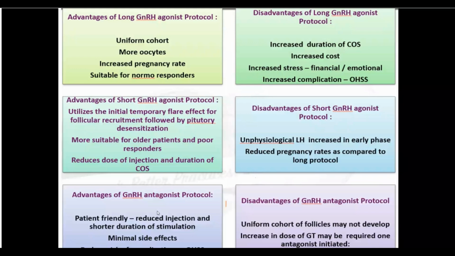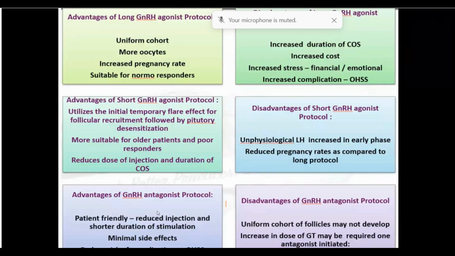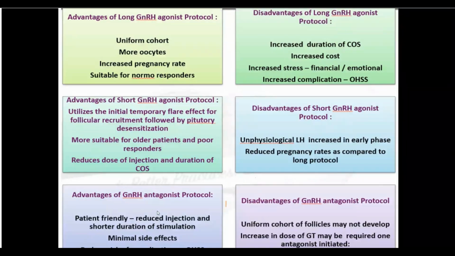However, the disadvantage with the GnRH antagonist protocol is that at times we do not see a synchronous cohort of follicles on the baseline scan, like on day 2 and day 3. Some of the follicles may be big, like 12 or 13 millimeter, then we are in a dilemma. And probably once the antagonist is initiated, at times we really need to increase the dosage of the antagonist.